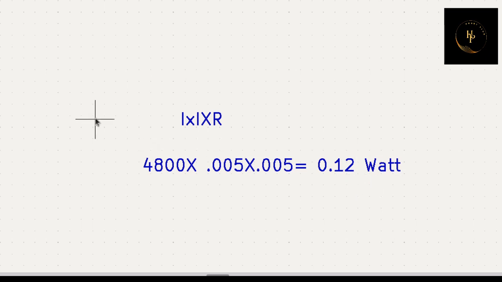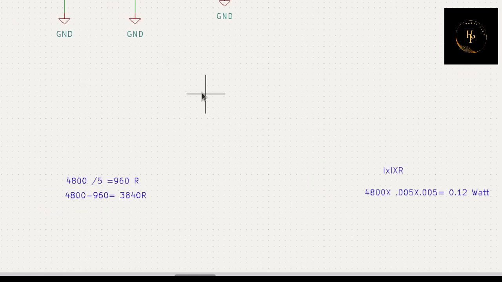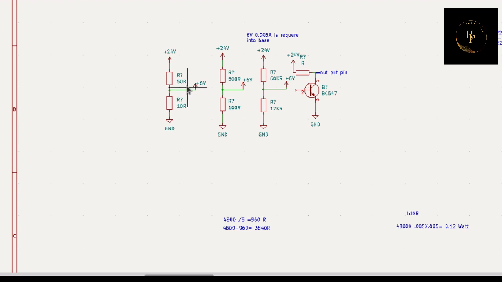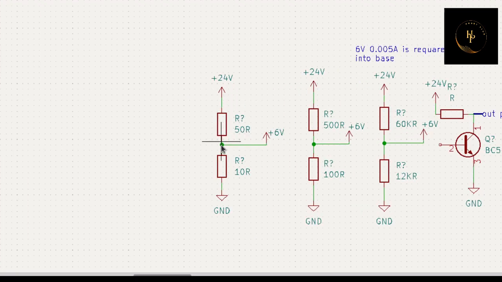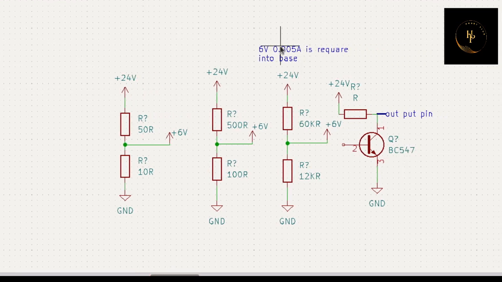In your lab and mine also, 0.25 watt resistance is always available. So we can use quarter watt resistance in this network and drive this transistor without any doubt, and easily make our requirement voltage and ampere.